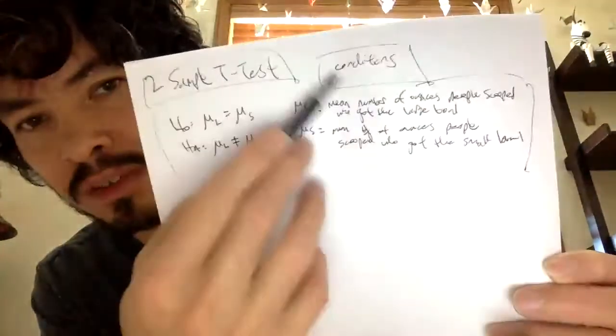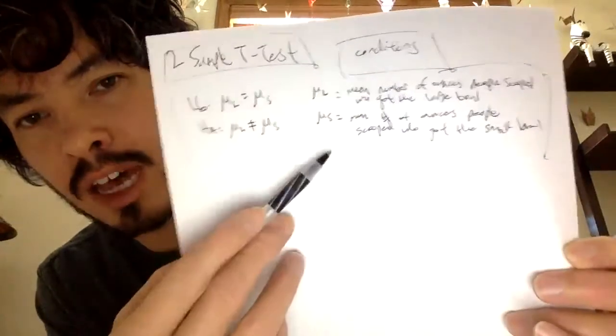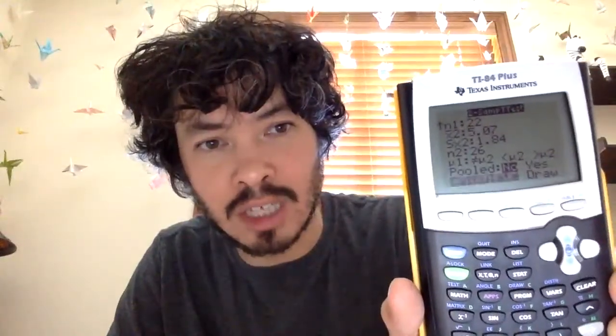All right. Name, conditions, which they said we didn't have to check. We talked through them. Hypotheses. Now we can do it on our calculator. All right. So here we are. So we did a not equal to. We did a two-tailed.